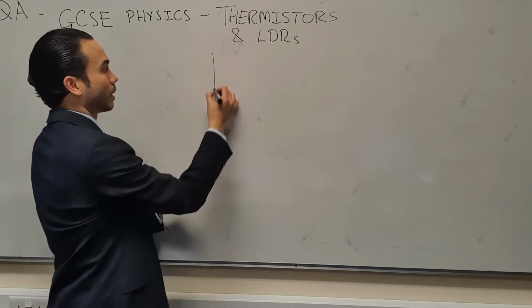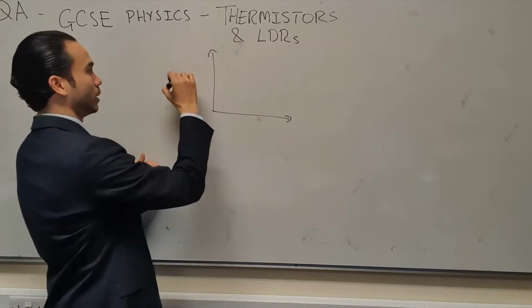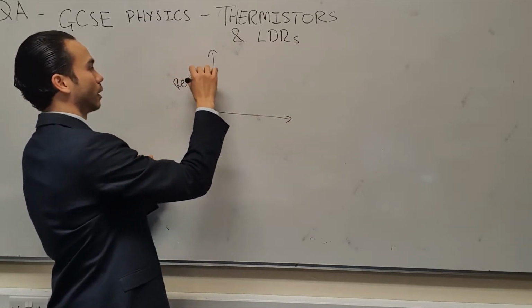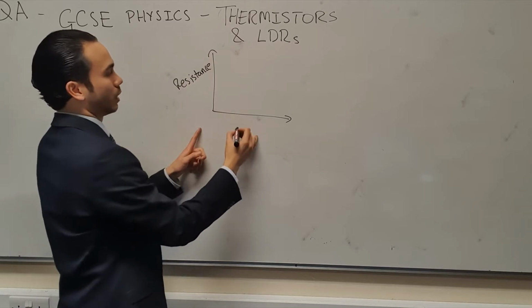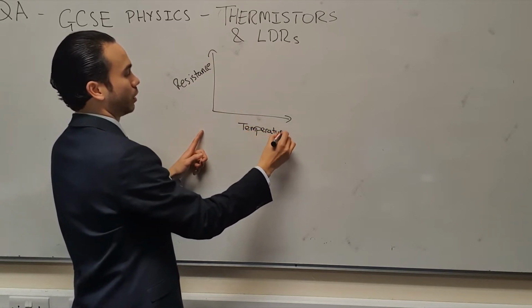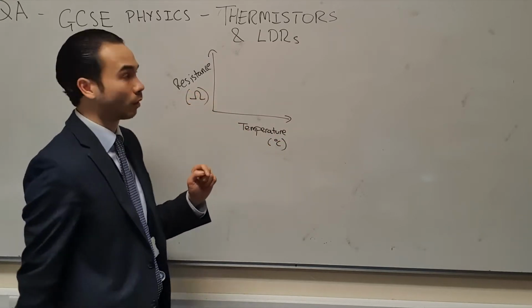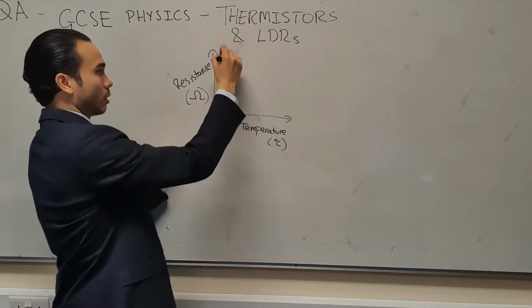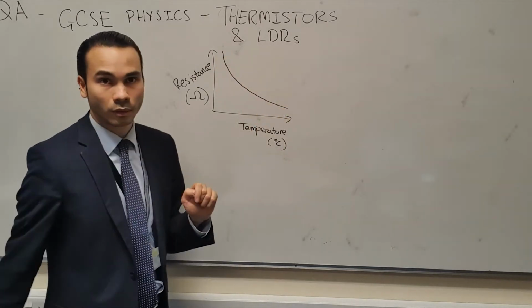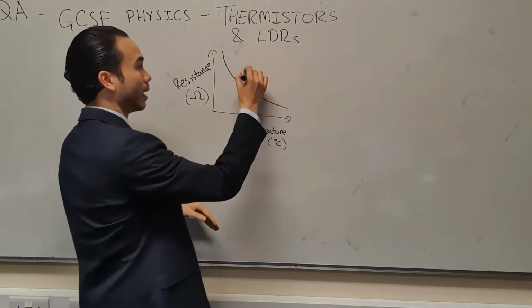The main curve or graph that you should be aware of, I'm going to put resistance here, measured in ohms, and temperature here, in degrees Celsius. I'm going to do the component, what the resistance, how it should change with respect to temperature for a thermistor.